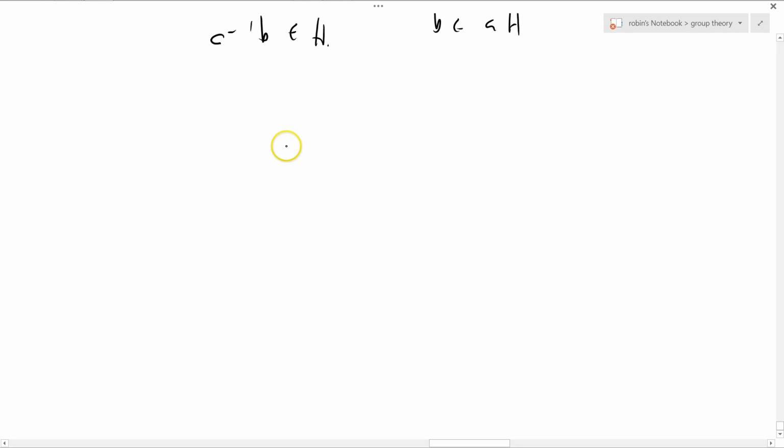Okay, let's just say we've got two cosets. We've got aH and we've got bH. And of course a and b are in the group G, and H is a subgroup of G. So I want to know if these are equal.